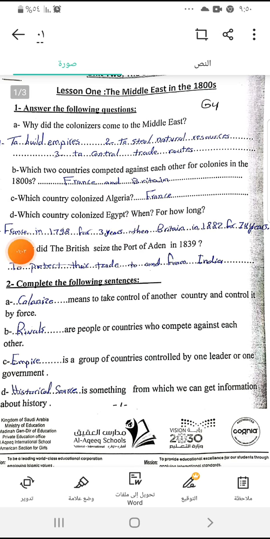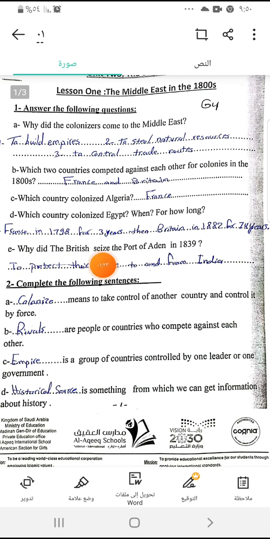Of course, you know that Egypt was colonized 2 times. The first time by France in the year 1798, and the French people stayed in Egypt for 3 years. Then Britain colonized Egypt about 8 years later in the year 1882, and they stayed in Egypt for 74 years.